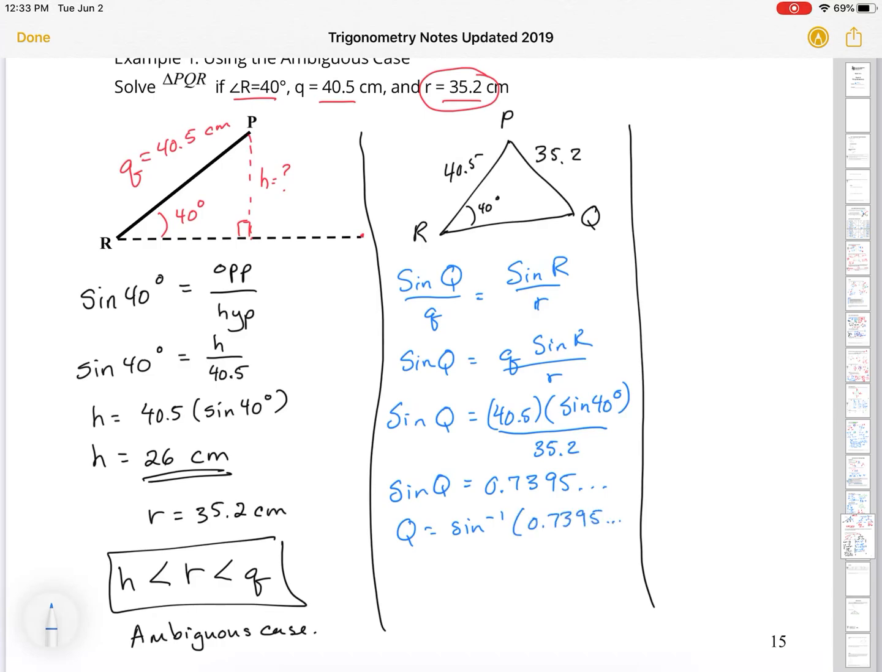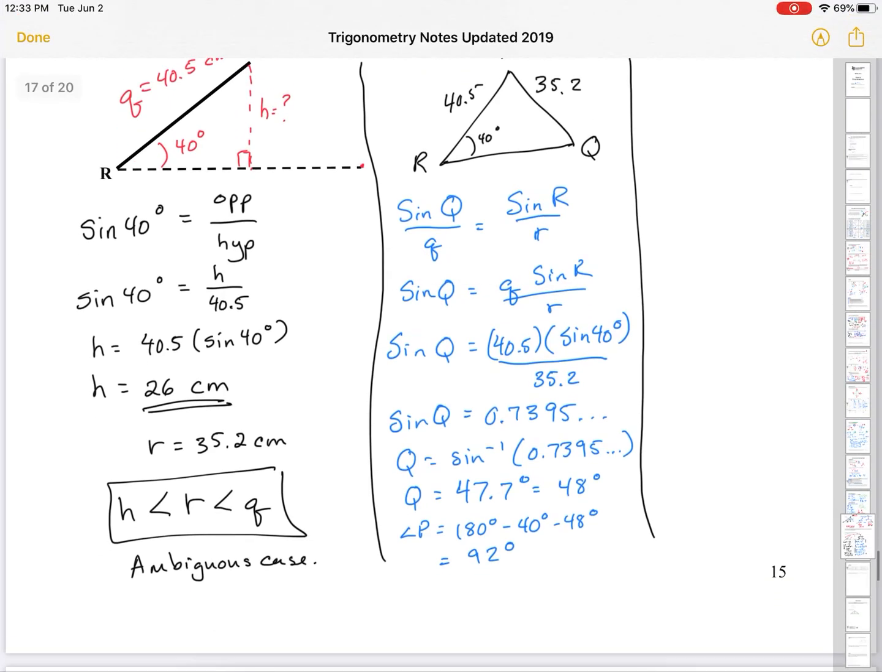So Q is equal to sine inverse of 0.7395. Q equals 47.7 degrees, or we can say 48 degrees. Okay, now angle P will be 180 minus 40 minus 48, which is equal to 92 degrees.